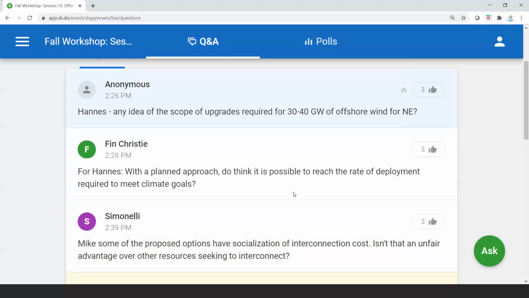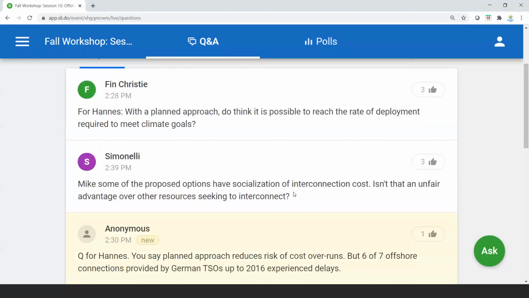We'll do one last question because it's important. For Hannes, with a planned approach, do you think it's possible to reach the rate of deployment required to meet climate goals? That's the only way to possibly reach it. So will it be enough to reach it?